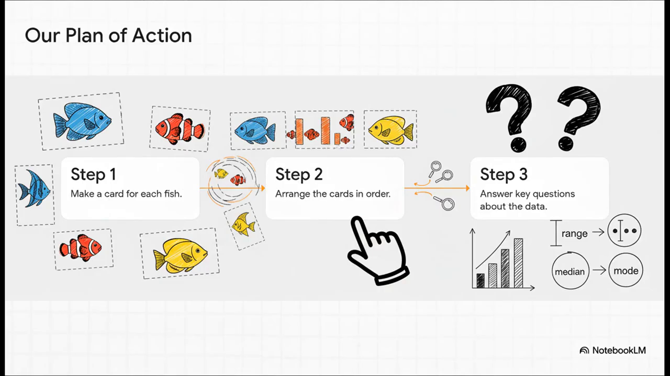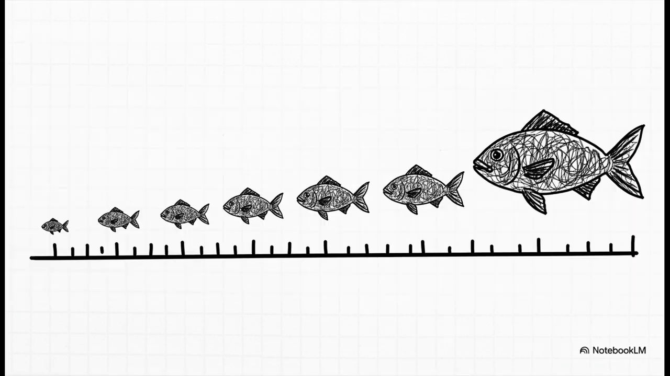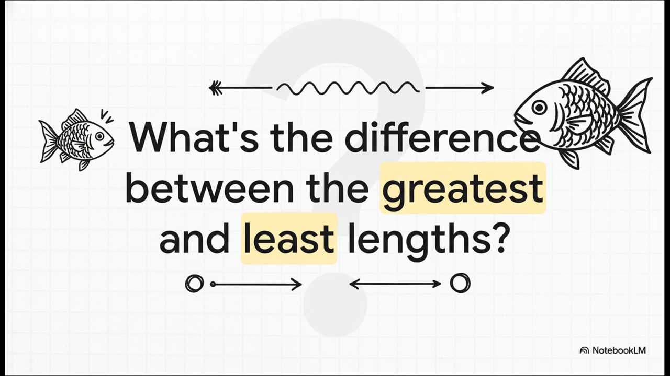Okay, so here's our game plan. First, we get the data organized. Then, we ask some simple questions. First things first, let's line them up from smallest to biggest. This makes everything so much easier to see. Now, it's easy to spot the smallest and the biggest, right?